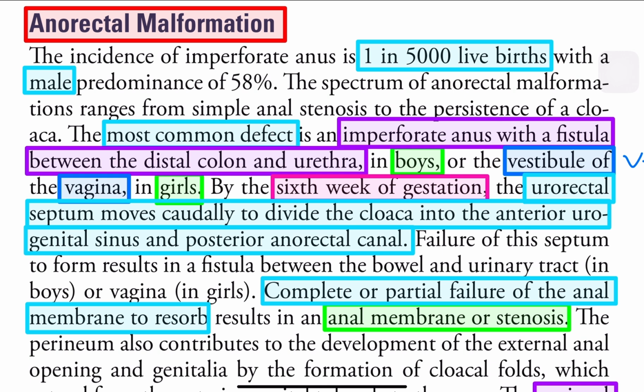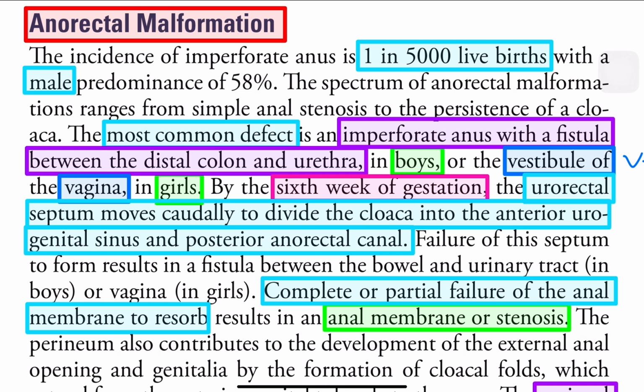But Schwartz said it is equally common in both sexes. But if any doubt, we'll go with Sabiston. So it's a bit more common in male. Then the most common defect. So in boys and girls it's a bit different.